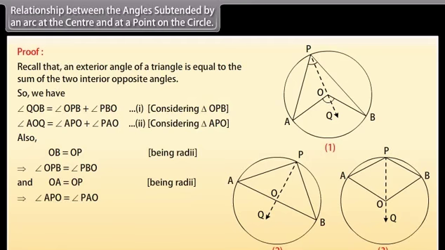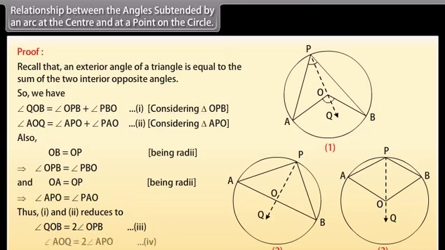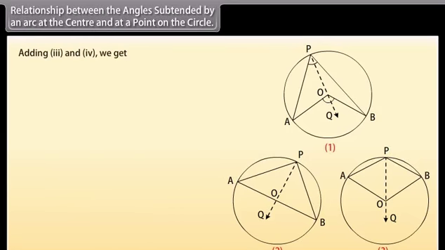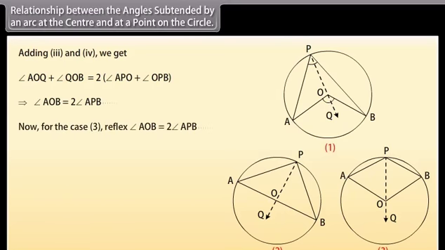Similarly, angle APO is equal to angle PAO, thus 1 and 2 reduce to angle QOB as 2 into angle OPB, 3. Angle AOQ is equal to 2 angle APO, 4. Adding 3 and 4 we get angle AOQ plus angle QOB is equal to 2 into angle APO plus angle OPB. Similarly, angle AOB is equal to 2 angle APB. Now for case 3, reflex angle AOB is equal to 2 APB, hence proved.